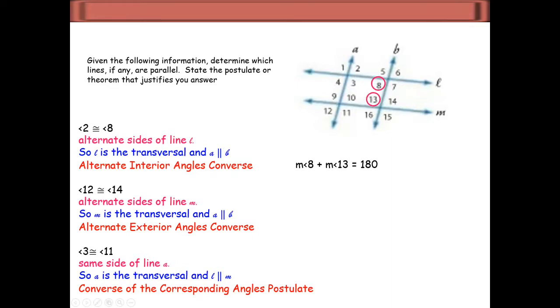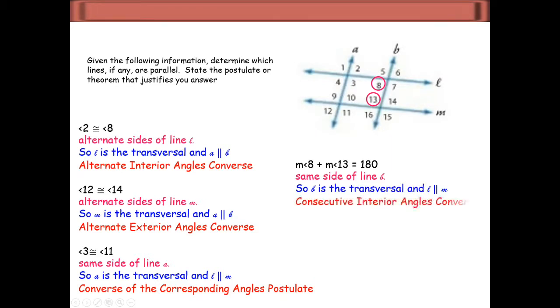If we look at angles 8 and 13, we can see that they are on the same side of line B, which makes B the transversal. And since B is the transversal and it crosses L and M, lines L and M are parallel, and that would be by the consecutive interior angles converse.